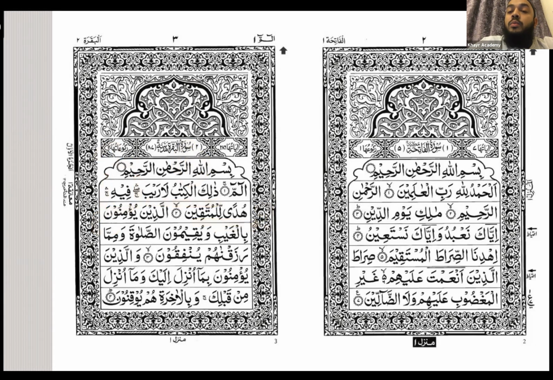We connect these two together and read this one by itself, or we read the first verse by itself and connect the second two together. That's how it is. There's one more example, I'll just show it to you. It's from Surah Inna anzalnahu fi laylatil qadr.